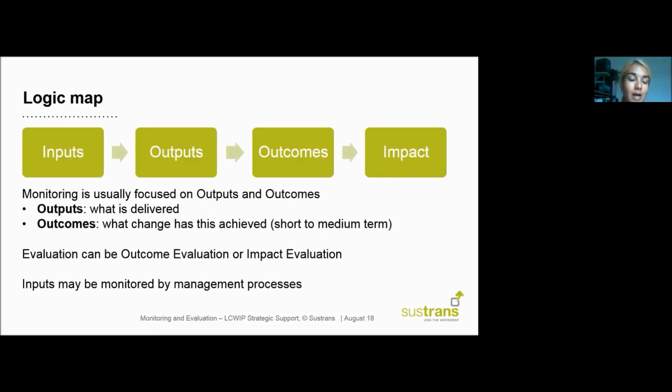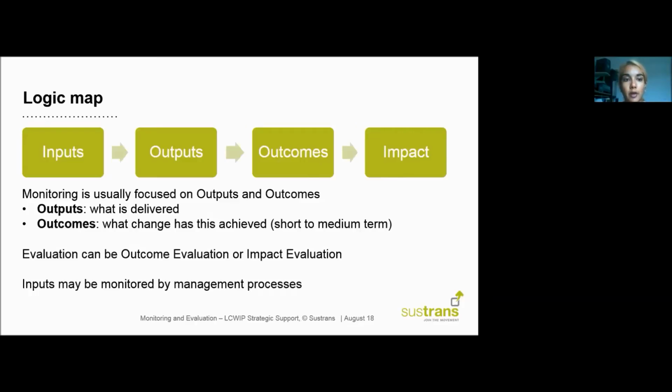Okay, so coming to a logic map. It's often called a logic framework as well, but it's a commonly used tool to understand project delivery, but also can play a key role in structuring a monitoring and evaluation approach, because it does marry up what the project activities are alongside the outputs and outcomes, which dictate what should be measured.